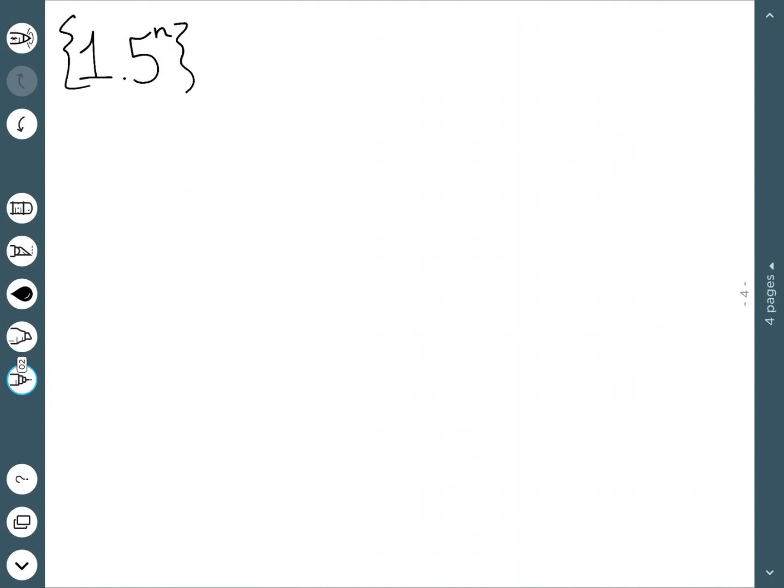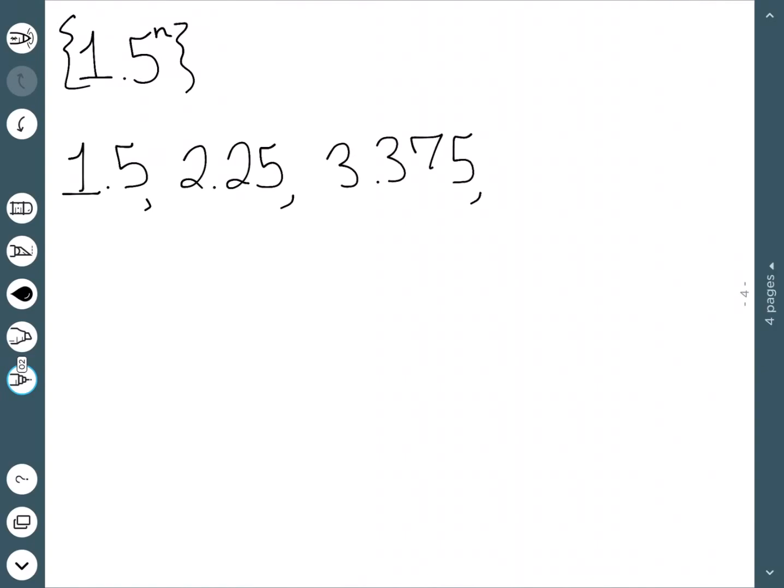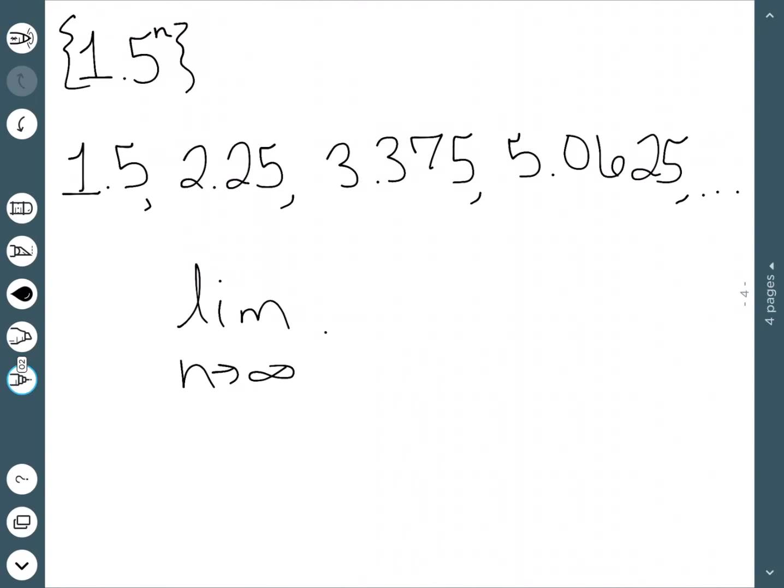What about 1.5 to the nth power? Well, the first power is 1.5. 1.5 squared is 2.25. 1.5 cubed is 3.375. To the fourth power is 5.0625, etc. And you can see that these numbers keep getting bigger and bigger and bigger. In fact, the limit as n goes to infinity of 1.5 to the nth power is equal to infinity.